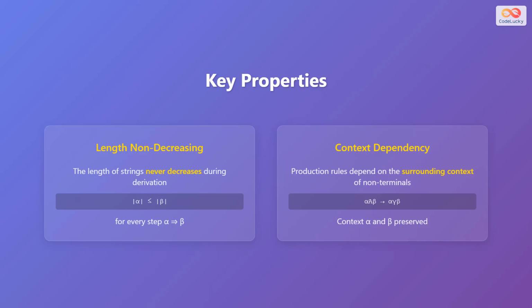Context-sensitive grammars possess two key properties. First, they are length non-decreasing, meaning the length of the strings never decreases during derivation. Formally, the absolute value of alpha is less than or equal to the absolute value of beta for every step alpha derives beta. Second, the production rules depend on the surrounding context of non-terminals. In the rule alpha A beta produces alpha gamma beta, the context alpha and beta is preserved.